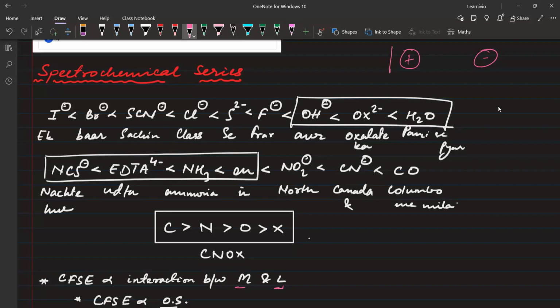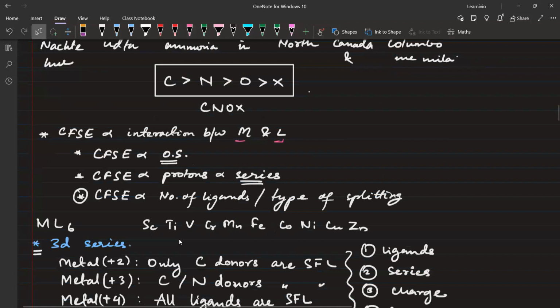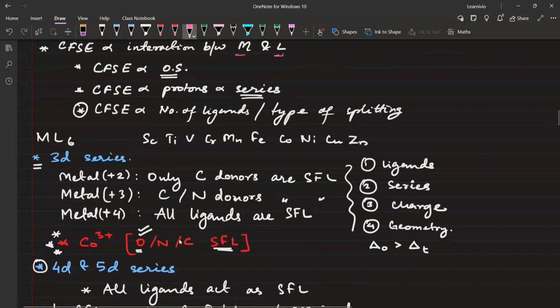Now, if the positive charge is very high, at that time also what will happen? At that time also the CFSE will be very high, because positive charge is there and negative charge is coming. So if positive is high, the force of attraction between positive and negative will be very good. So CFSE will depend on the oxidation state. Basically, it depends on the interaction between metal and ligand. The interaction between metal and ligand depends on the oxidation state of the central metal atom. If it is very high, that means the CFSE is very high.